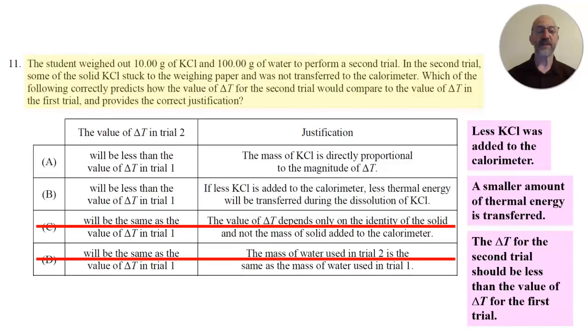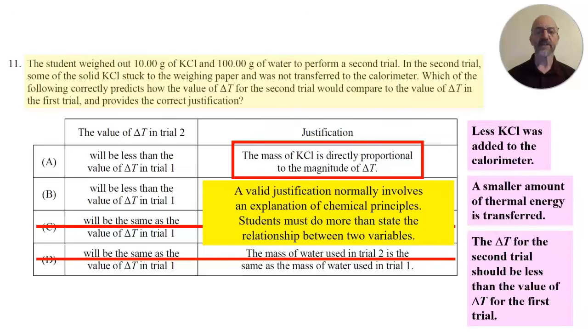Now, with respect to the justification, we can see that in choice A, it says the mass of KCl is directly proportional to the magnitude of delta T. And hopefully you will realize that that is an insufficient justification because there's no mention of the thermal energy of dissolution. So the valid justification that we're looking for normally involves an explanation of chemical principles.